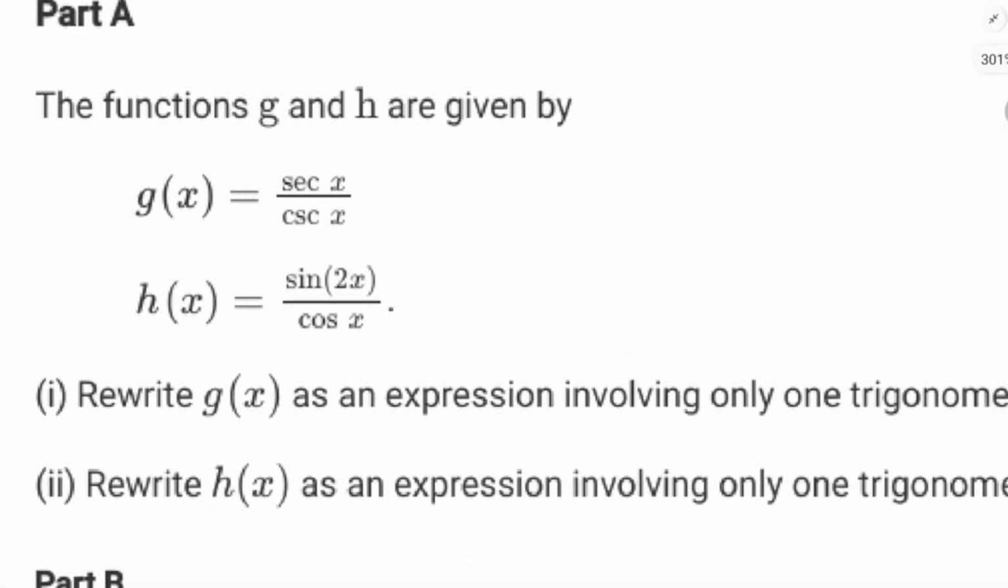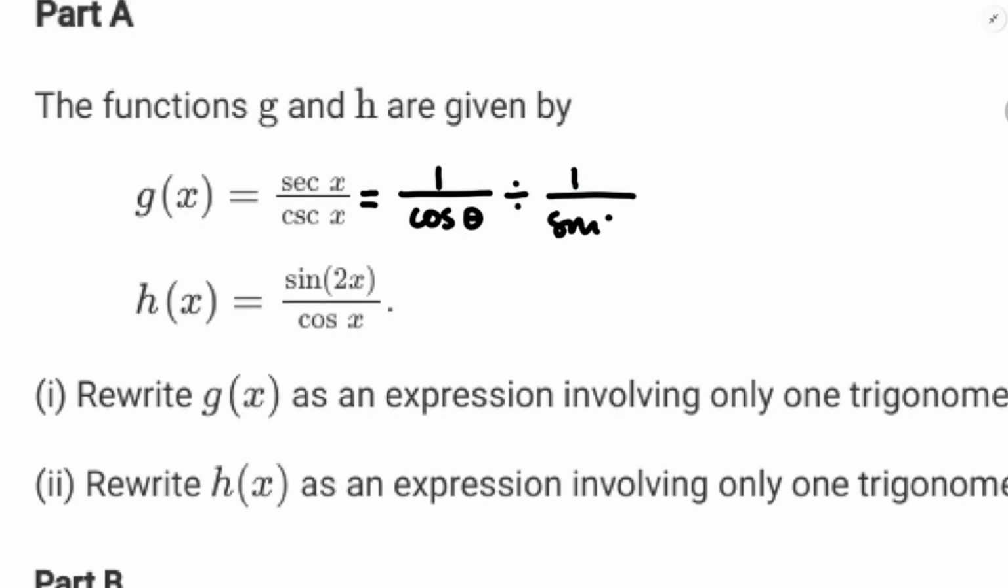All right, secant over cosecant. Well, secant is 1 over cosine theta, and then we're dividing by cosecant, which is 1 over sine theta. If we're dividing two fractions, we're going to keep the first one the same.